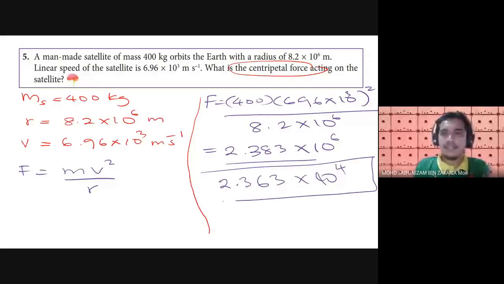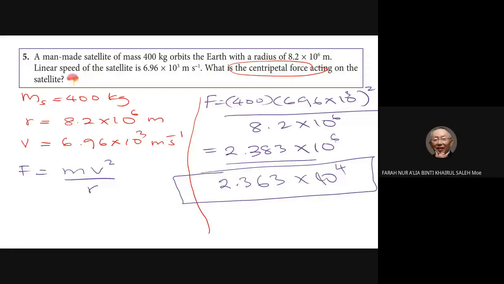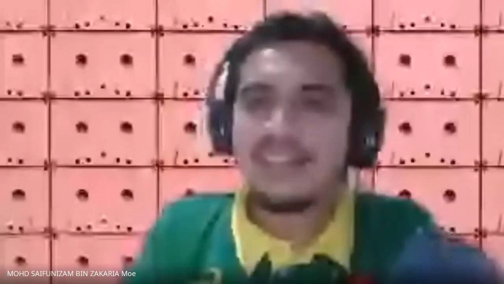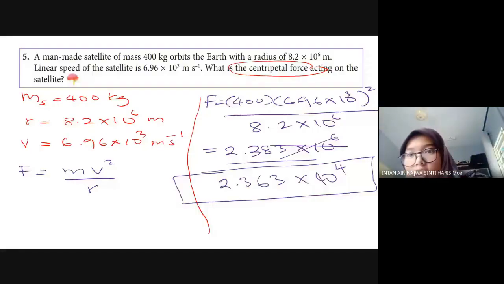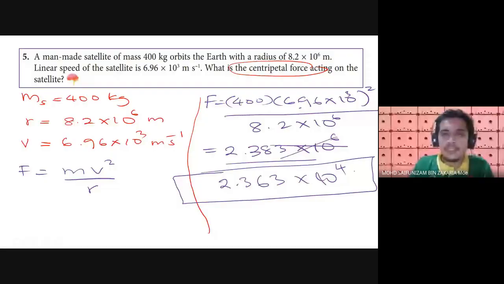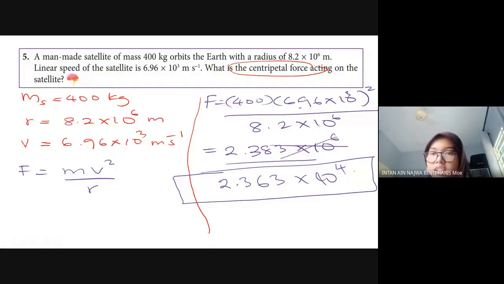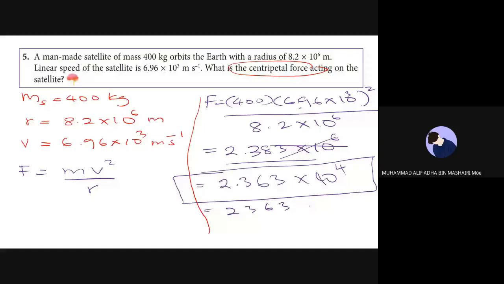Okay. So Farah, try to calculate again. Ya, cikgu dapat jawapan cikgu. Cikgu, kalau tak tulis standard form boleh? Kalau tak tulis standard form, your answer 23630, right? Okay, boleh juga. Boleh, tak ada masalah.